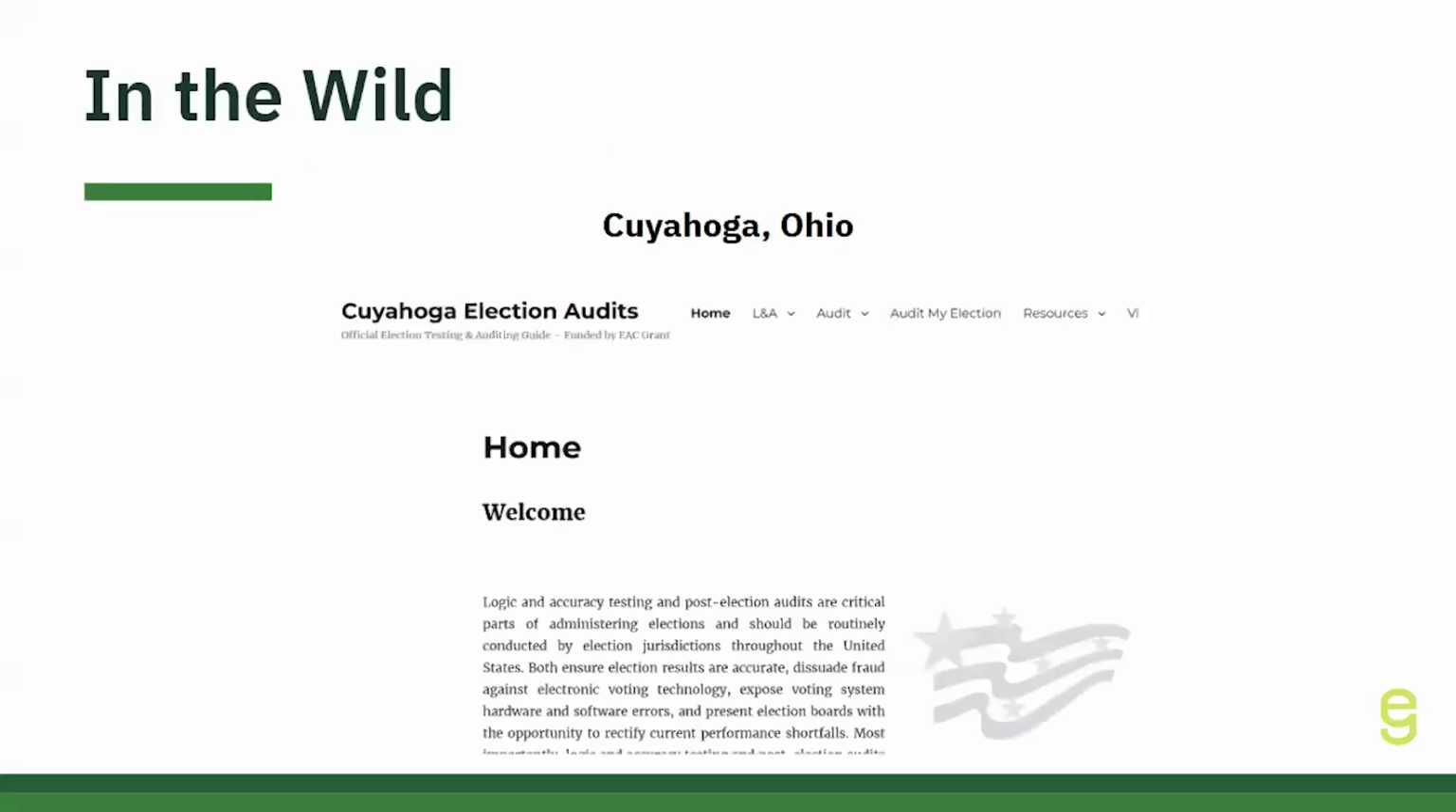We also wanted to highlight some examples in the wild of election offices across the country who are doing some really amazing work. The Cuyahoga County Election Audits website is a strong model for reporting election testing and audits, especially from an election administrator's perspective. It details logic and accuracy, LNA, testing, and post-election audit procedures through step-by-step guides, videos, and downloadable resources. The site's transparency and practical guidance help administrators ensure election integrity, correct potential errors, and increase voter confidence. This format provides an effective, standardized approach that other jurisdictions can adopt. Kudos to Cuyahoga County, Ohio, and keep up the great work.